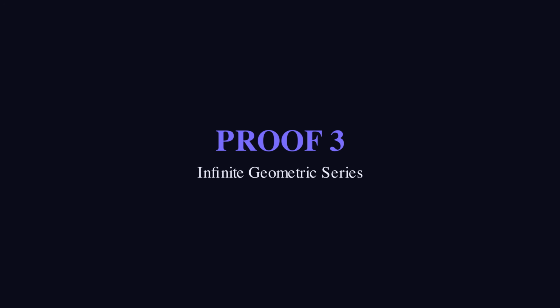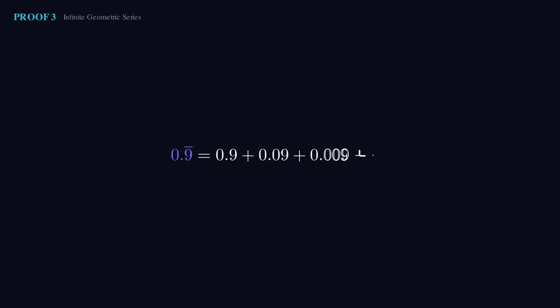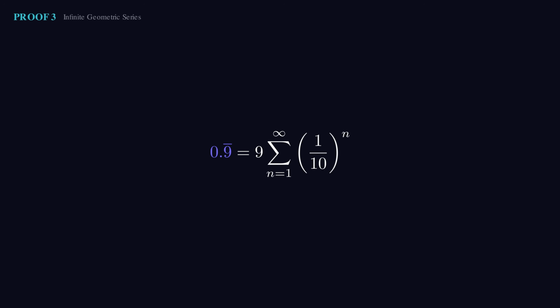Proof 3 is where things get properly satisfying from a calculus point of view. Let's write 0.9 repeating as an explicit sum. 9/10 plus 9/100 plus 9/1000, and so on. In sigma notation, that's the sum from n equals 1 to infinity of 9 over 10 to the n, which we can factor as 9 times the sum of 1/10 to the power n. This is a geometric series. The formula for the sum of an infinite geometric series is a divided by 1 minus r, as long as the common ratio r is strictly between -1 and 1.